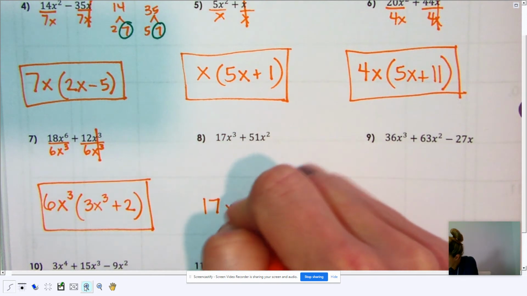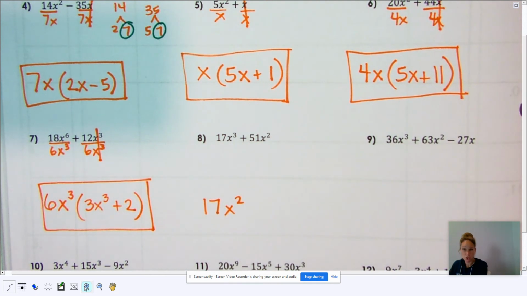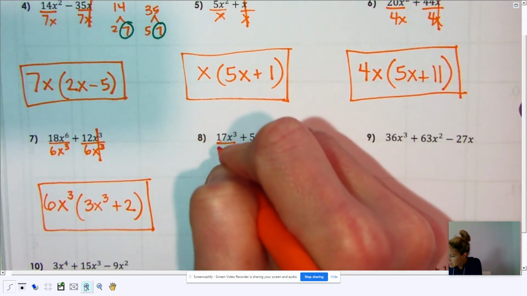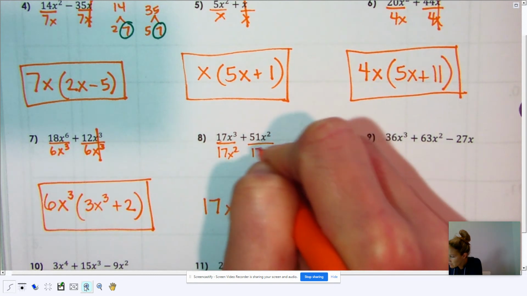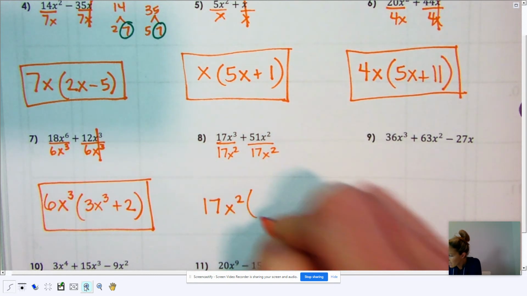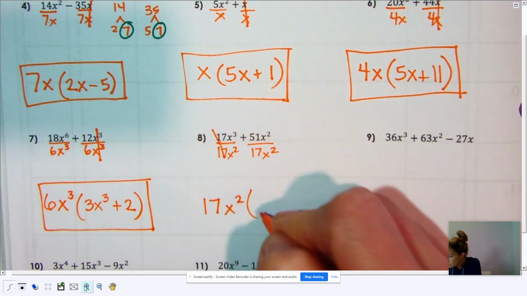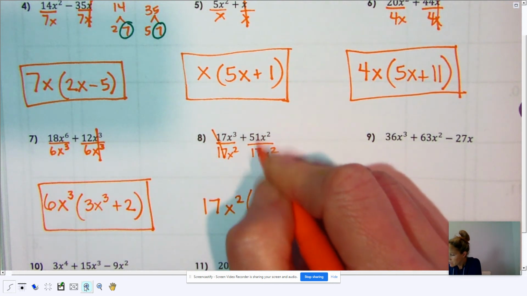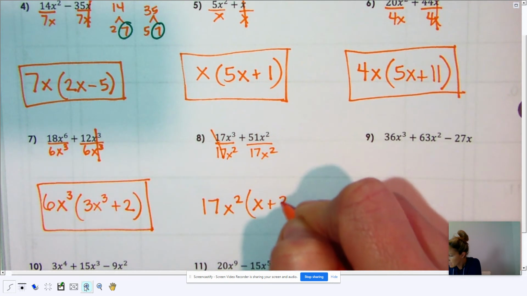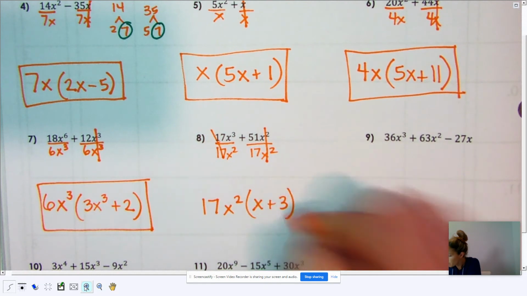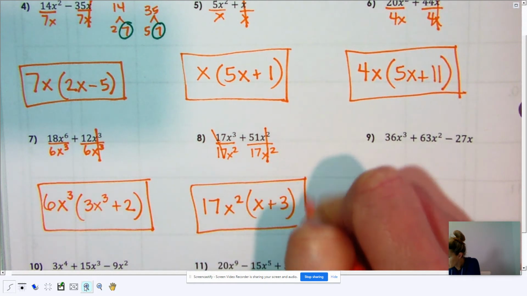The most x's I can pull out that they both have would be 2 x's. So I'm going to divide by 17x squared, 17x squared, and I'm going to see what's left. So this one would just be 1x. 17 goes into 51 3 times. The x squareds cancel. We just had x plus 3.